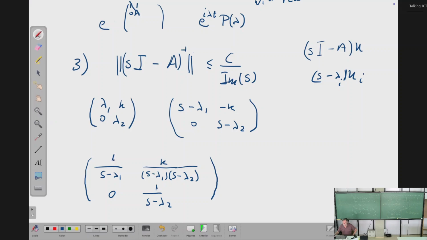I think it's this one, because if I do this by this, I get 1. If I do this by this, I get k over s minus, yes. And if I do this with this, I get 1. If I do this with this, I get 0. Okay, yeah, it's this one. So this is the inverse.